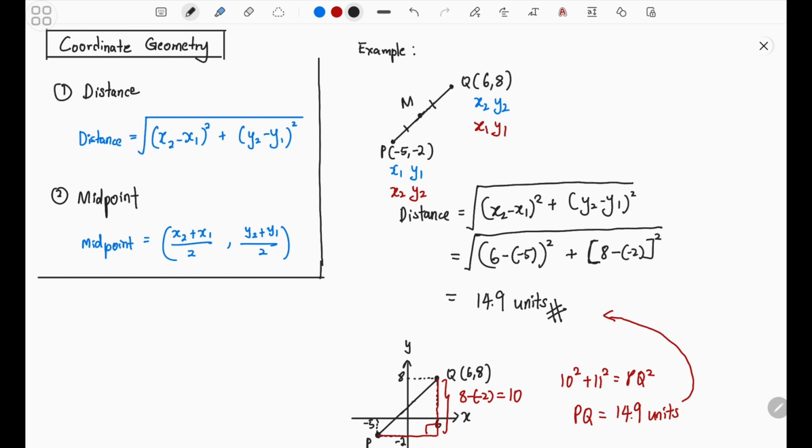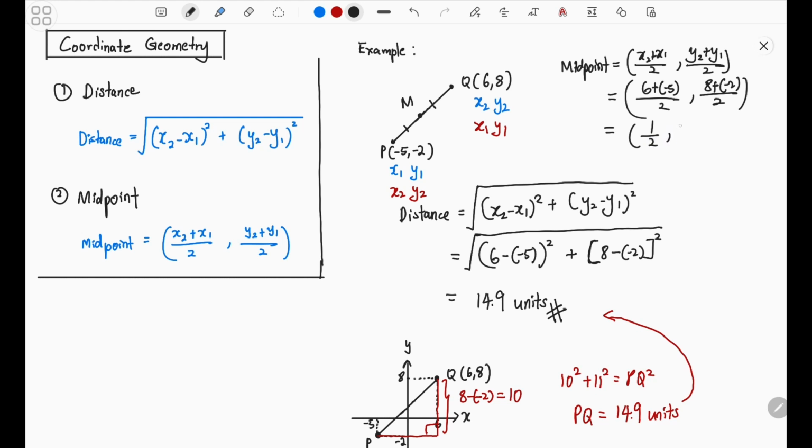So how are you going to find the midpoint? Again, the same step. The first step would be assigning your coordinates point Q and point P into x1, y1, x2, y2. And which coordinates to assign as x1, y1? It's up to you, okay? And now since we have already assigned the coordinates, all I have to do is just apply it into the formula. Now I just have to solve it accordingly, and that will give me 1 over 2 and 3. So this is my midpoint for the line PQ.